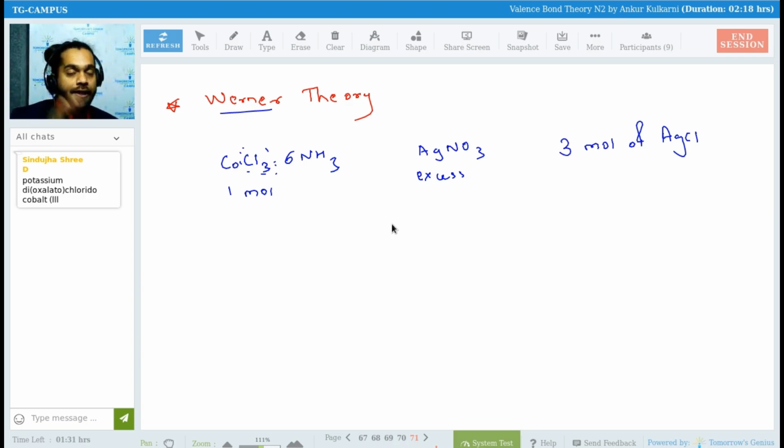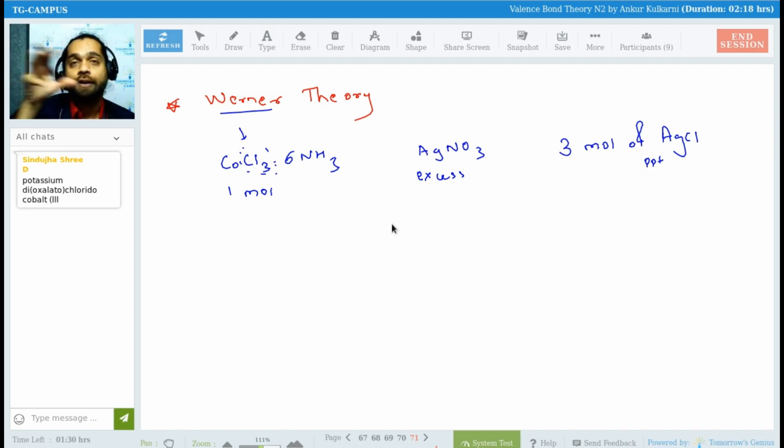Okay. So what did Werner do? Werner took one complex, CoCl3 with 6 ammonia. Then he put excess of silver nitrate, that is AgNO3. Now we know that chloride has a brilliant affinity towards silver. So what did silver do? It removed all the chloride, that is 3 moles. We got 3 moles of AgCl precipitate.